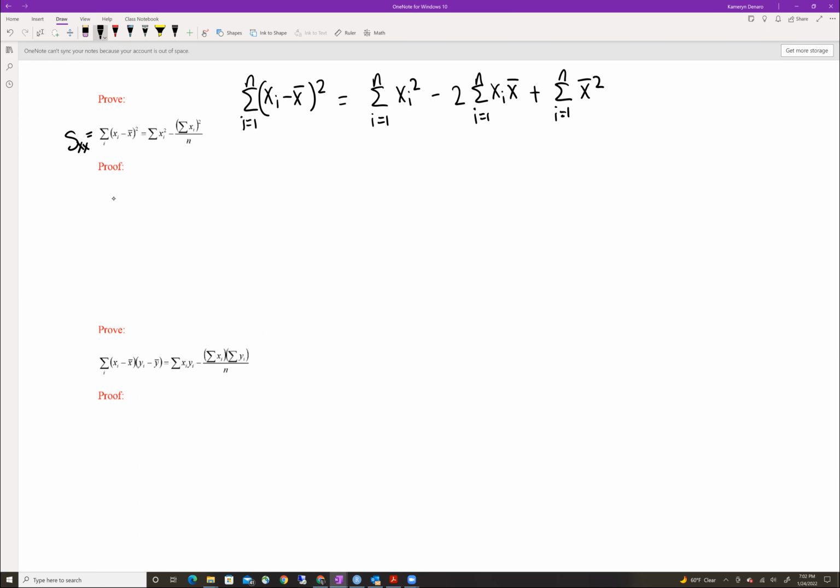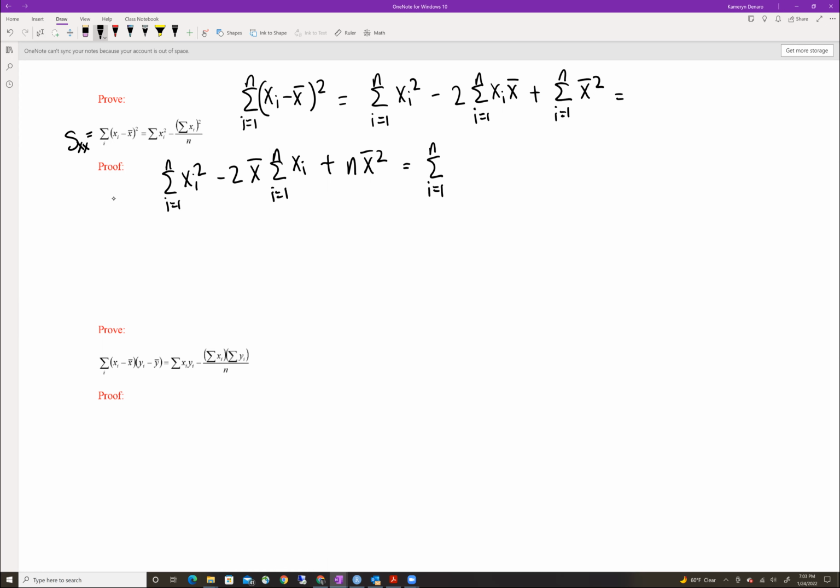All right, we continue on to the summation of the xi squareds minus 2. I'm going to pull out that x bar because there's no i associated with it. Summation of the xi's plus, now I'm going to do a trick here. If we sum something that has nothing to do with i, well, that just turns into n x bar squared. All right, that's a good trick to know.